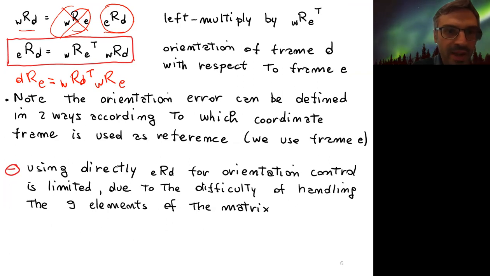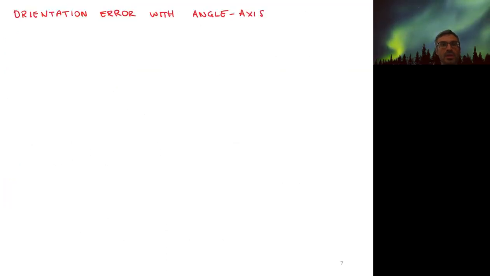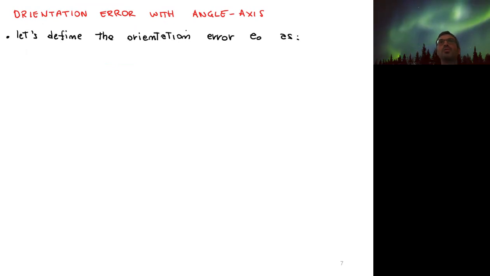So the drawback of using the rotation matrix directly is that we have difficulty in handling the 9 elements of the matrix. We have orthonormal constraints, so in general it is better to express this relative orientation in terms of angle axis. So we can define the orientation error in terms of the angle axis representation. And first, let me tell you, there are also different ways of representing the orientation error in terms of angle axis.